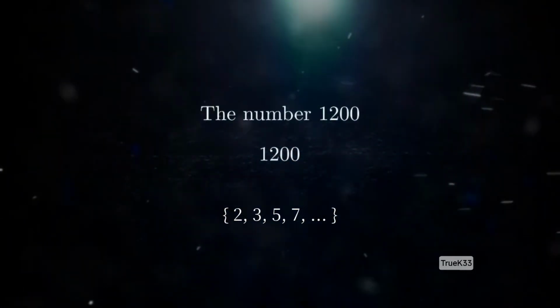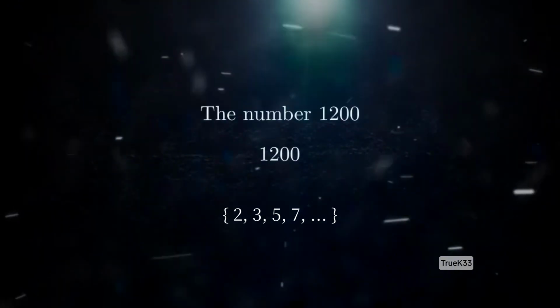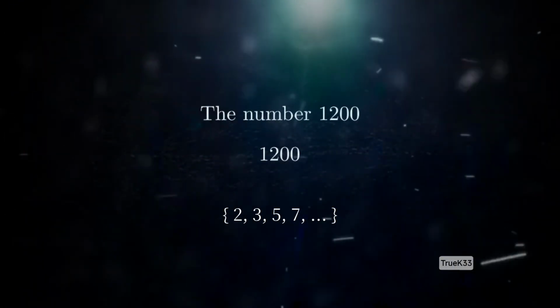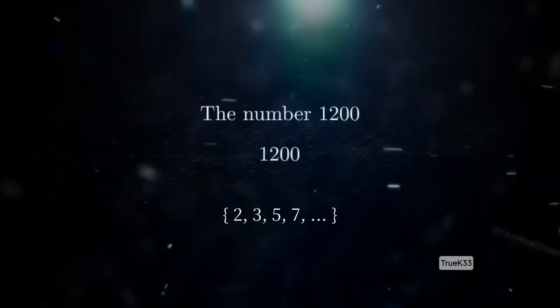The idea is to divide 1200 by these primes, find which of them are divisors of 1200, and take the product of those primes raised to the appropriate powers. Let's see that in practice.